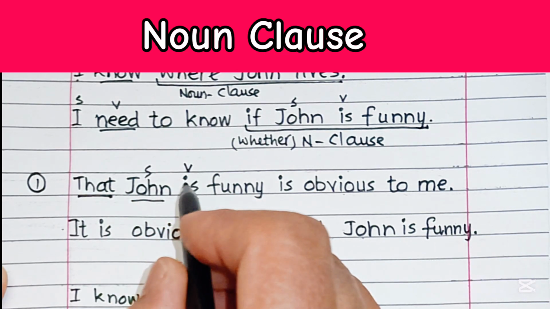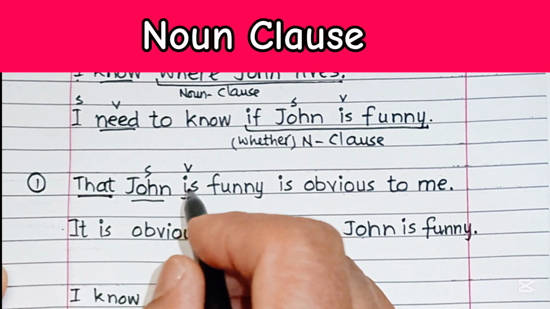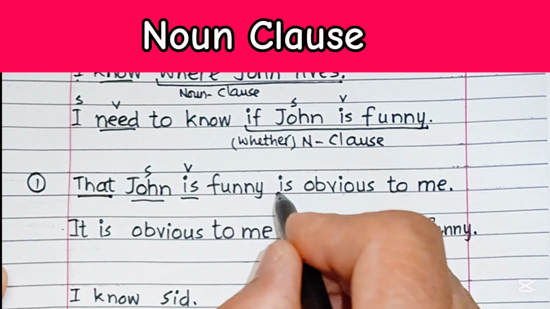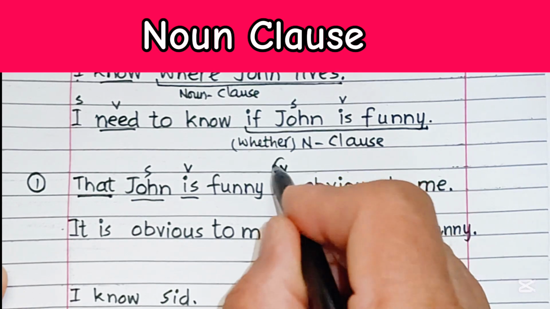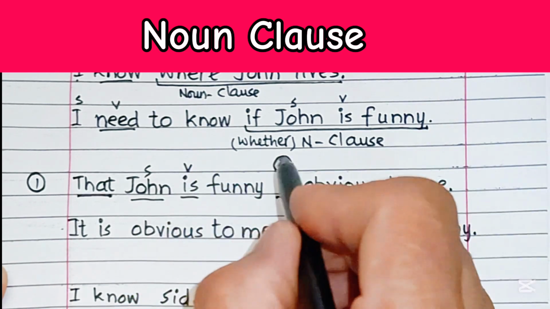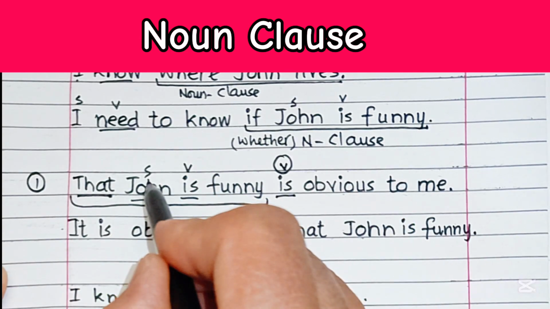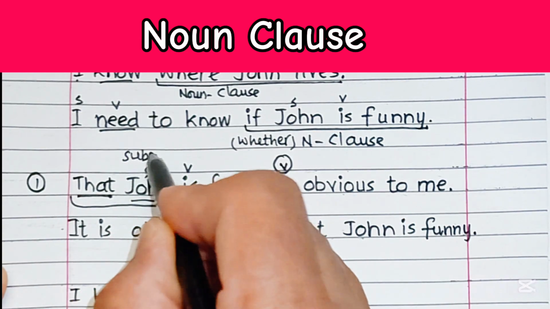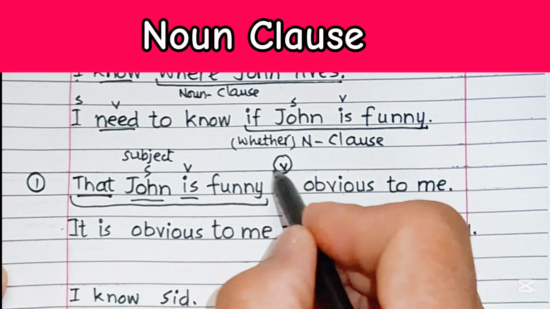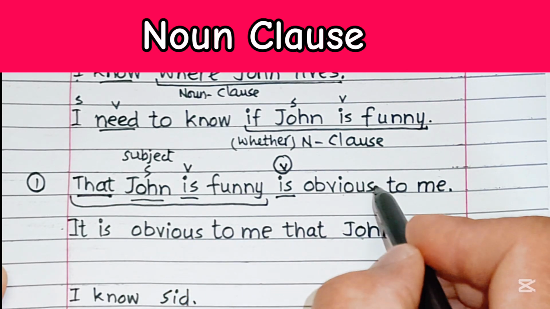Now, because noun clauses act like nouns, they could be the subject of the sentence or they could be placed after the verb. This is the verb of the sentence, and we know that this is the subject, and this whole part, that John is funny, it's a clause and it is being used in place of the subject of this sentence. So that John is funny, and then this is the verb of the sentence. That John is funny is obvious to me.